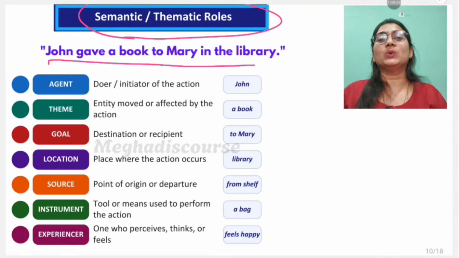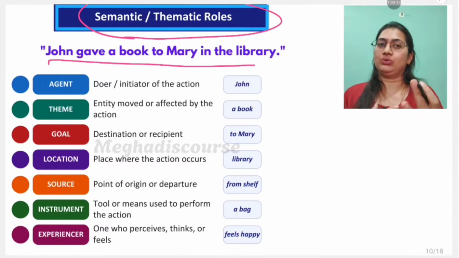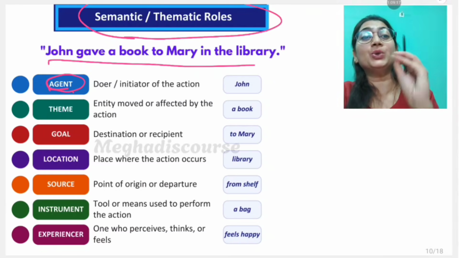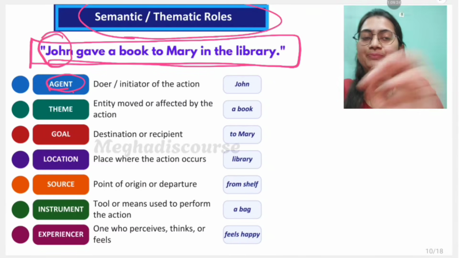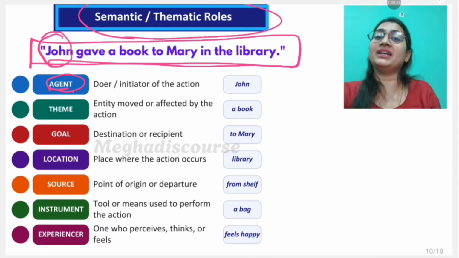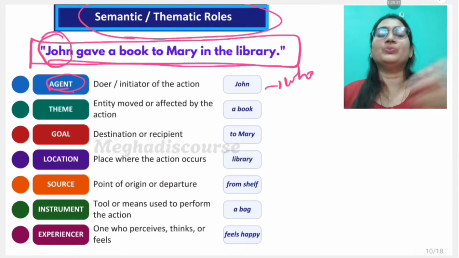Okay, in this theta role, every word plays a crucial role. Like here, agent means the doer, subject. In this sentence, who is the doer? John. Because John gave a book to Mary in the library. Who has given? John. So it answers who.